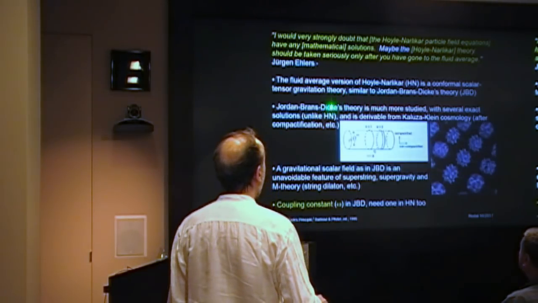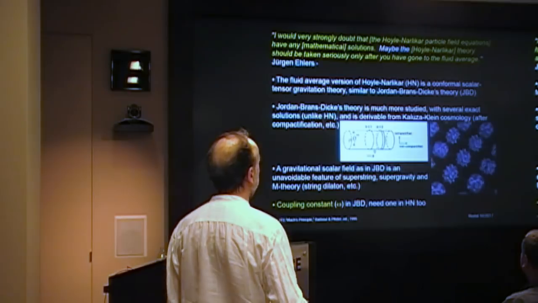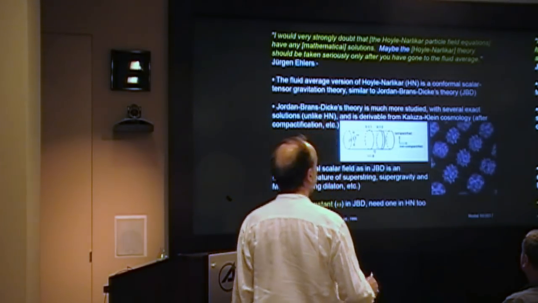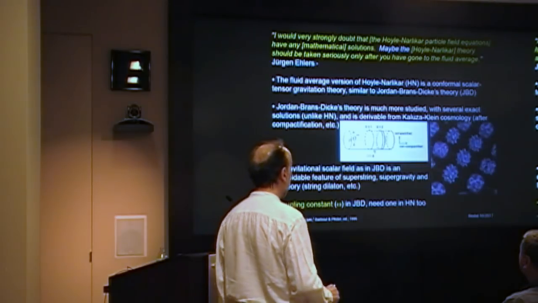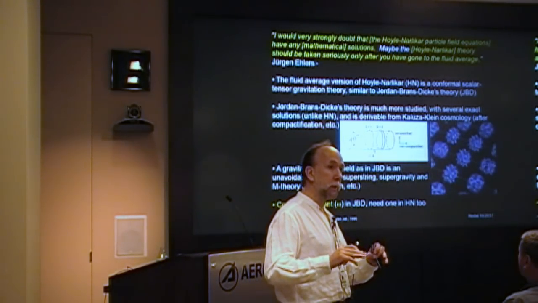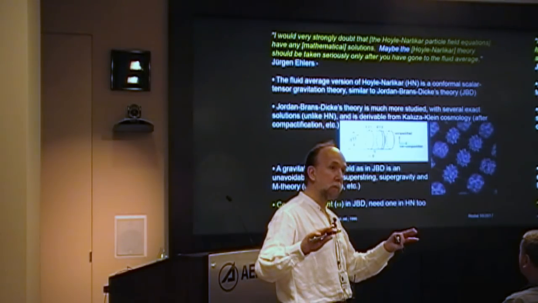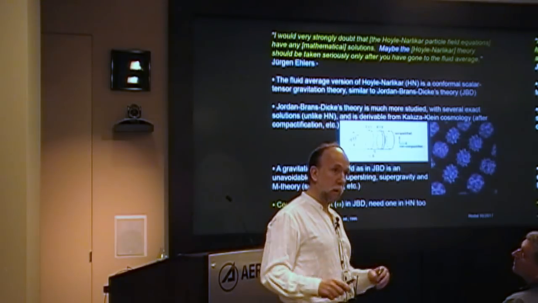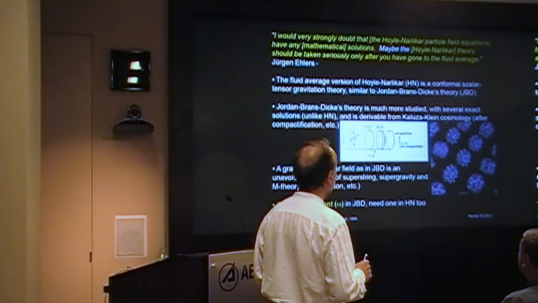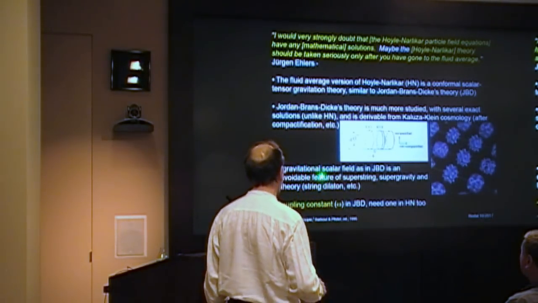Anyway, this Jordan-Brans-Dicke theory is much more studied. It has several exact solutions. And it is derivable actually from Kaluza-Klein cosmology. Actually, when Jordan first derived it, he embedded a curved four-dimensional space-time into a five-dimensional flat space-time. And since then, it has been derived from Kaluza-Klein cosmology and even from string theory.